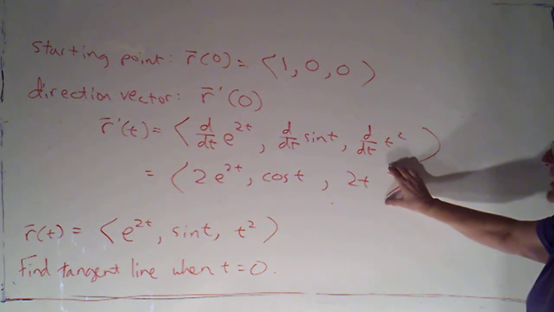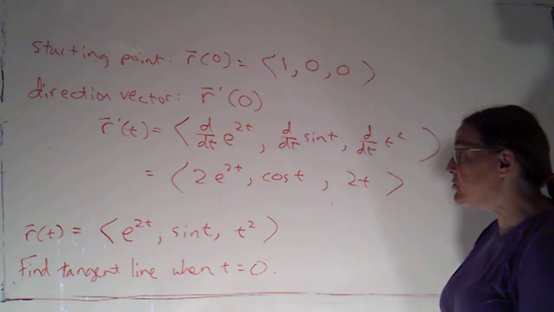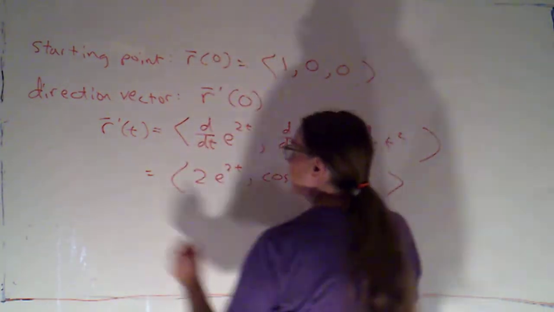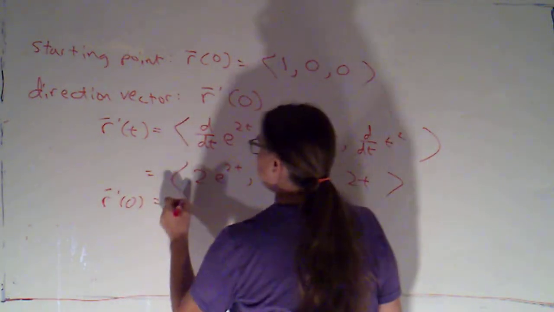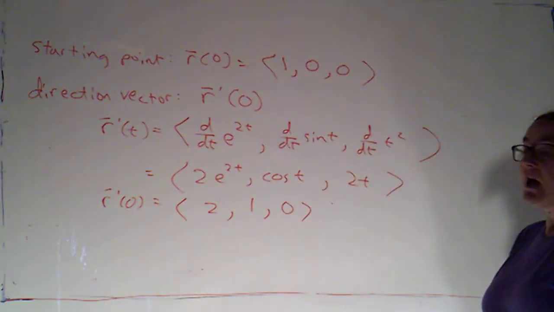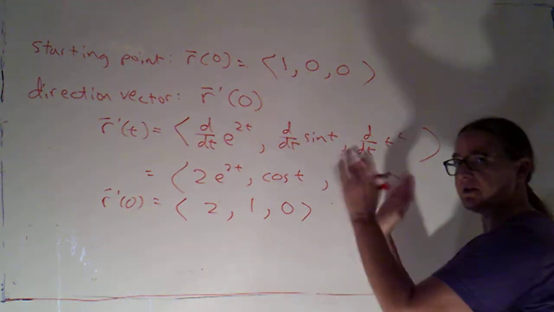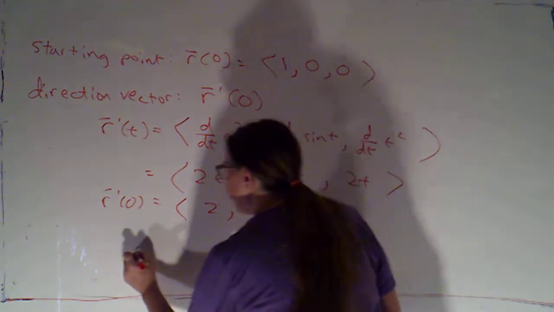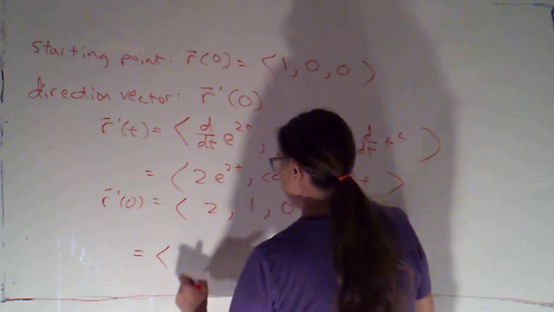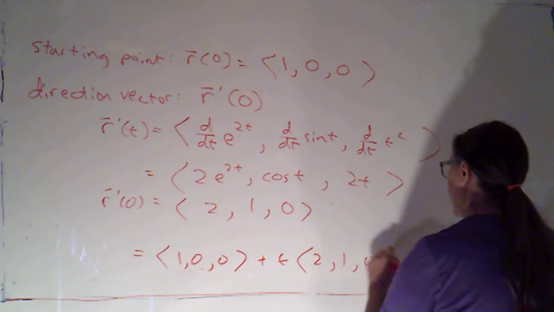I would go right to here, and you're more than welcome to do that. Okay. Now, do be careful. That's the derivative function. My direction vector is this function evaluated at 0. So we'll have r prime of 0 is equal to 2, 1, 0. So then if I want to get my line, okay, now I want an equation for the line. So I know the formula is starting point plus t times direction vector. That's basically going to tell me what goes on the right-hand side of the equal sign. I'm going to have that it's equal to my starting point, 1, 0, 0, plus t times 2, 1, 0.